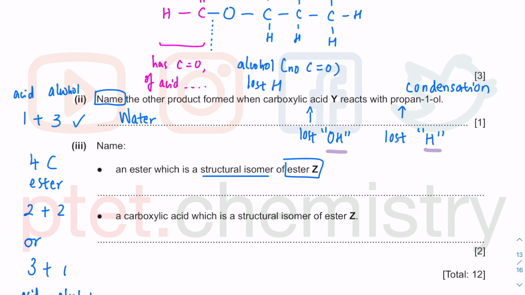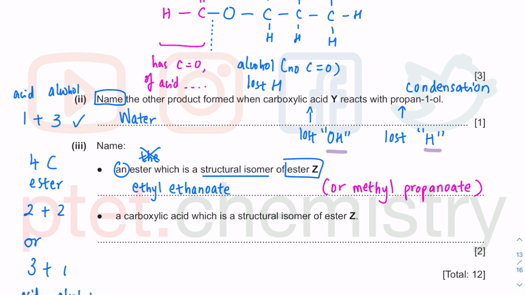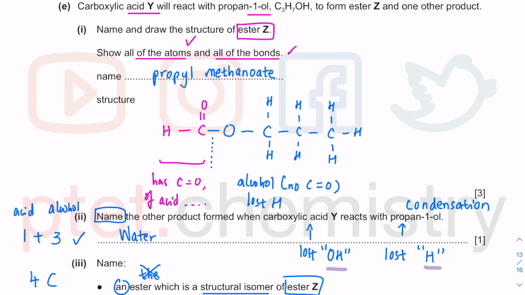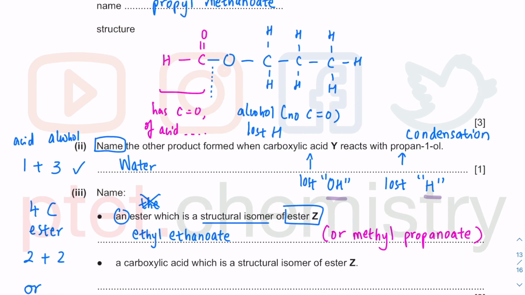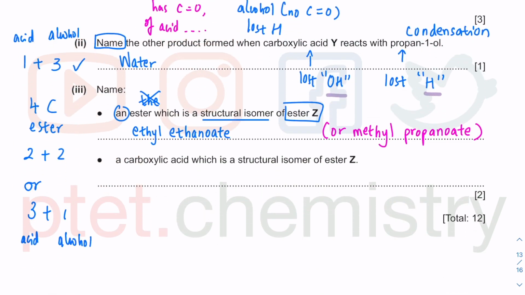So they say name an ester. They don't say the ester because there is more than one option. If I have 2 and 2, 2 carbon alcohol is ethyl, 2 carbon carboxylic acid is ethanoic acid, so I get ethyl ethanoate. Of course, I could also get, from 1 carbon alcohol, methyl from methanol, and then 3 carbon carboxylic acid, propanoic acid, will give me propanoate. So instead of propyl methanoate, I can get methyl propanoate as the ester, or I could get 2 plus 2, which is ethyl ethanoate.